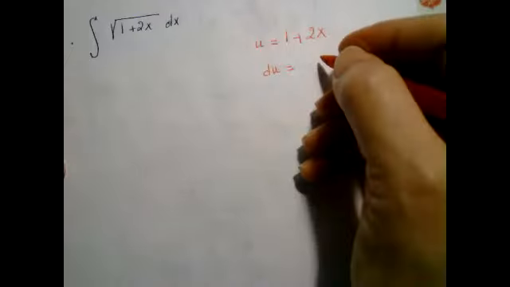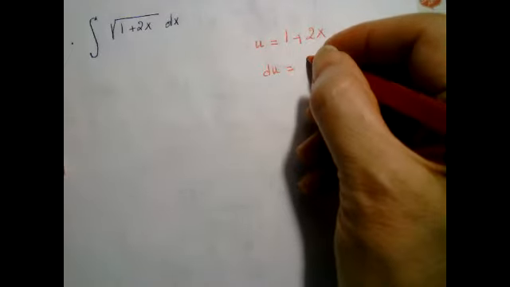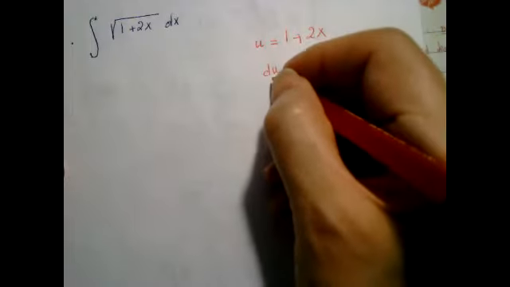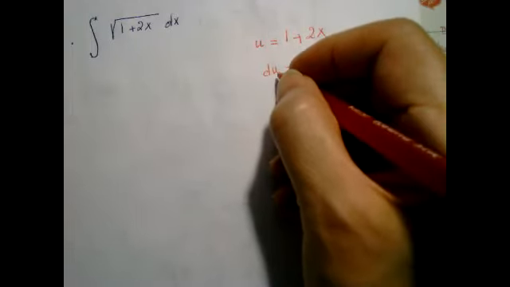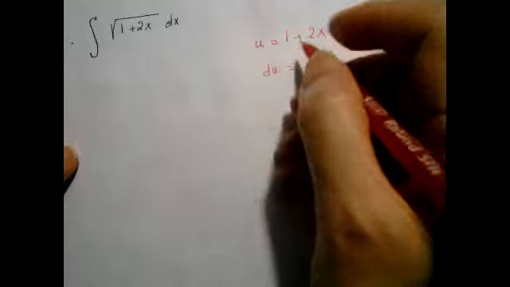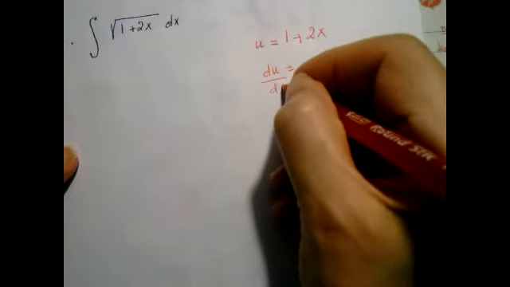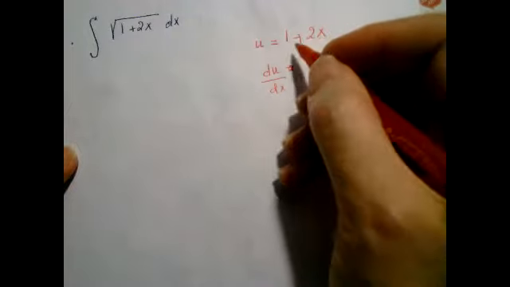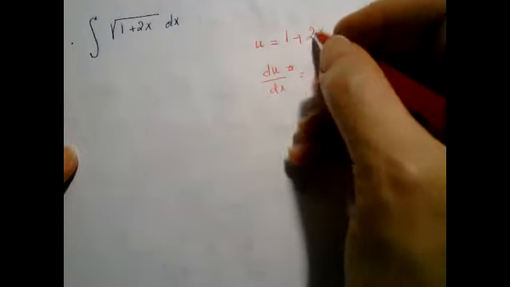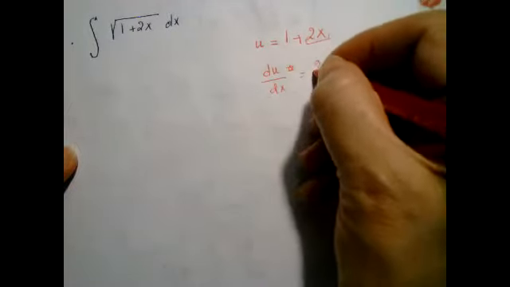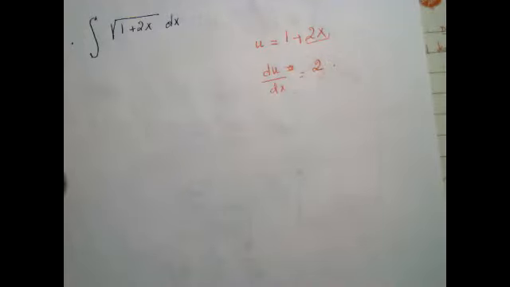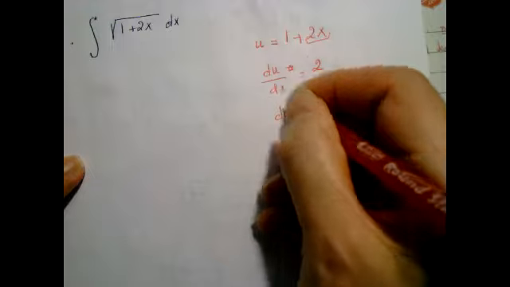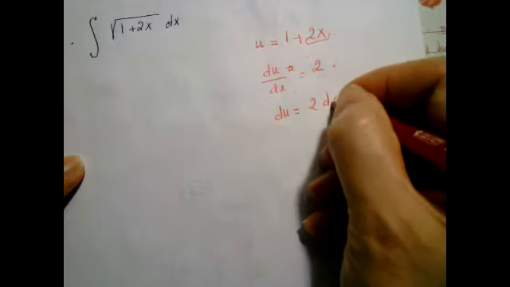The du. Wouldn't it be 2x? No. Let us remember slowly. We find du dx. If you ever forget, du dx is the derivative. Okay? Derivative of 1 is 0 plus the derivative of 2x is just 2. All right? Means that du, multiplied formally by dx, you get 2 dx.